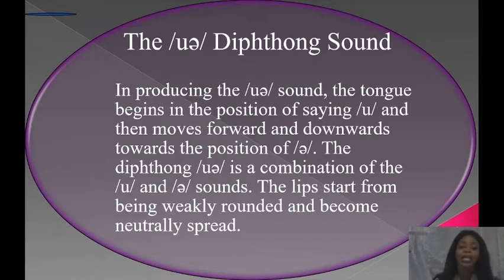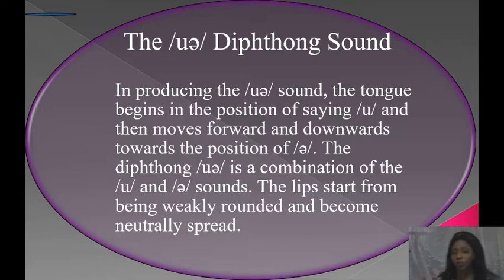Now let's describe the sound. The sound is, as you know, a combination of two monophthong sounds, the U and the R sound. And like I said earlier, your lips start from being round to becoming spread. So you go from weakly rounding your lips to allowing your lips to spread. It's pretty similar to the first sound we treated, just that you go from the last to the first.